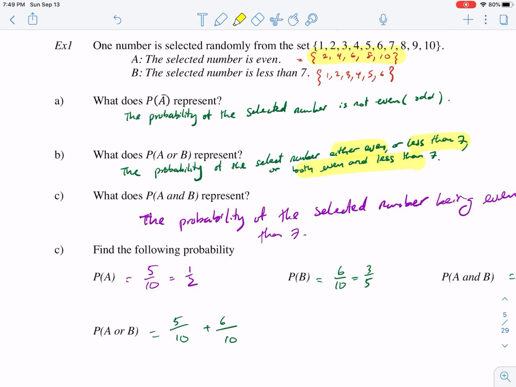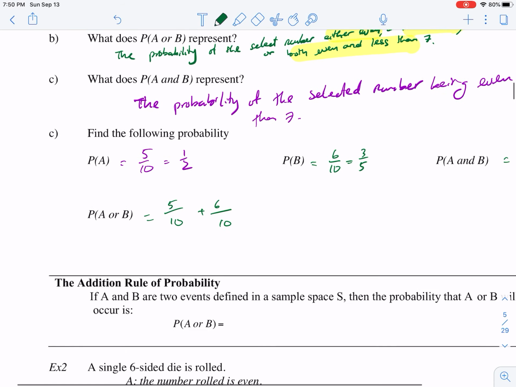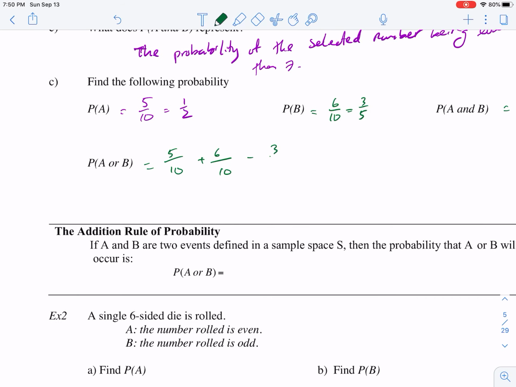So we double count it right here. If we count the first 5 possibilities for the number selected being even, we include 2, 4, 6, and the 2, 4, 6 also in the second event as well. So we double count 3 numbers, so we have to subtract 3 out of 10.